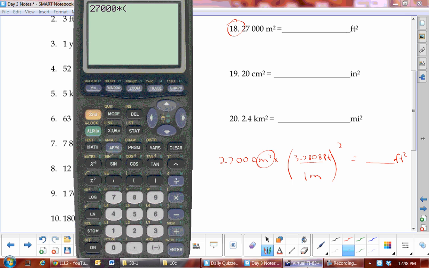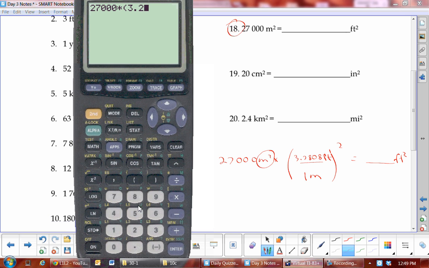So you go just 27,000 and bracket. Then you go times 3.28 divided by 1. Yes, I know. Let's be specific here. Now, see where I was there? After that, then see this button right here, where my arrow is? Yeah, it's squared.